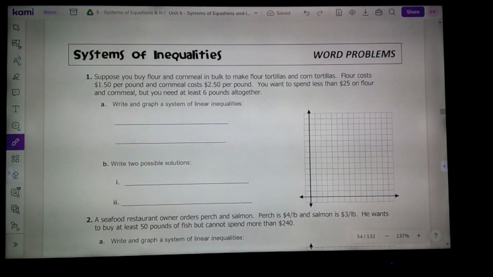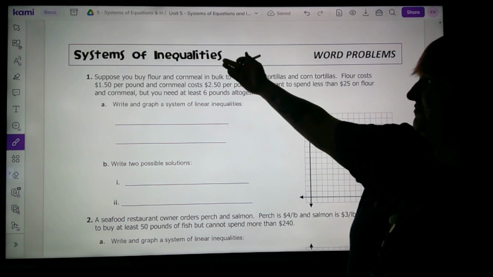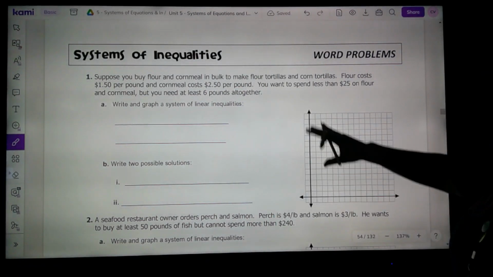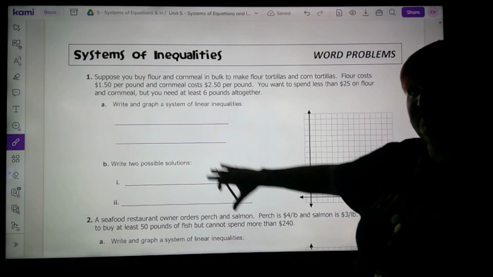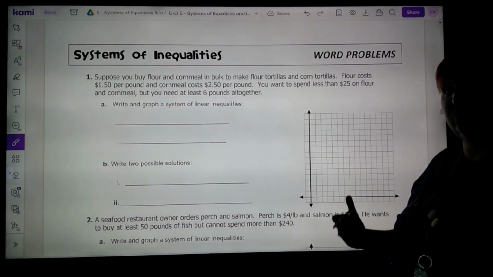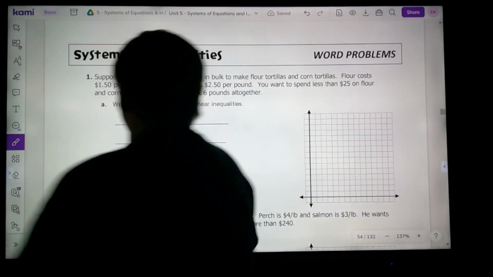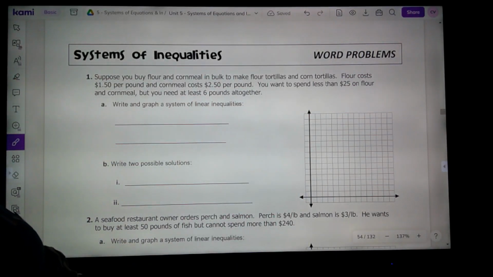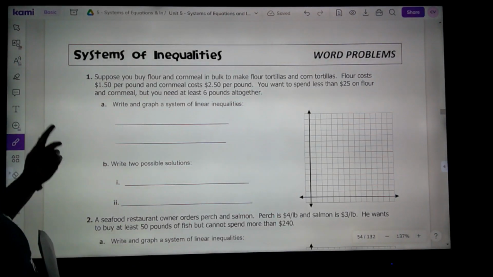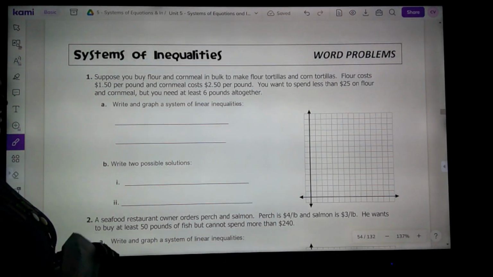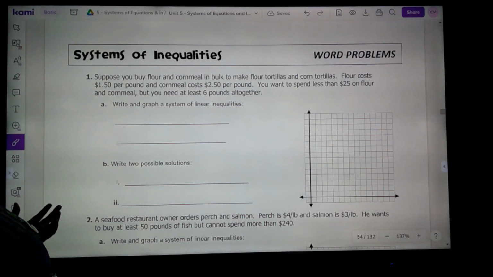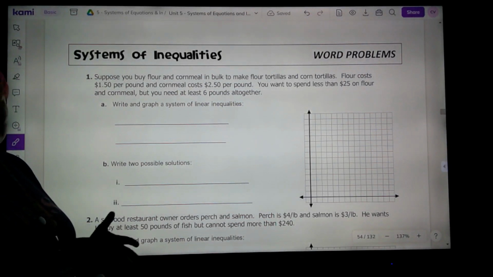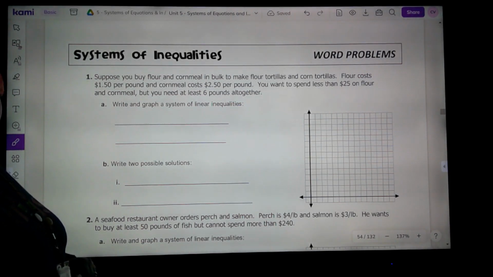All right, last subunit of Unit 5, Systems of Inequalities. So we're going to dig into the word problems, real-world application, and figure out how to use this and graph it to come up with answers that work for us. One says, suppose you buy flour and cornmeal in bulk to make flour tortillas and corn tortillas. Flour costs $1.50 per pound, and cornmeal costs $2.50 per pound. You want to spend less than $25 on flour and cornmeal, but you need at least 6 pounds altogether.